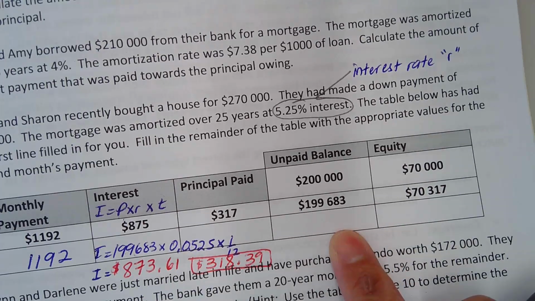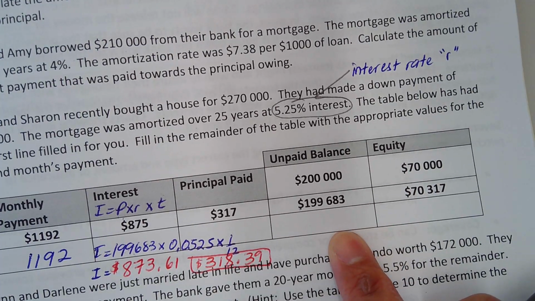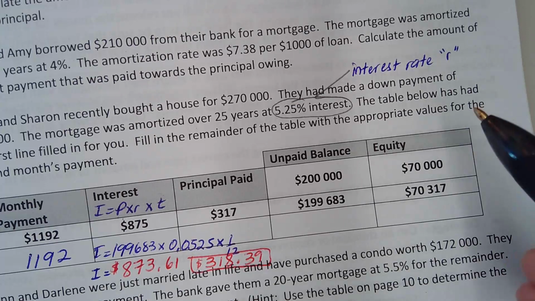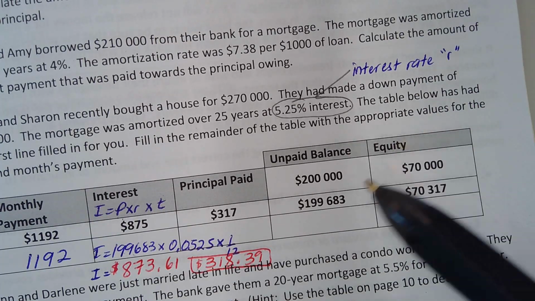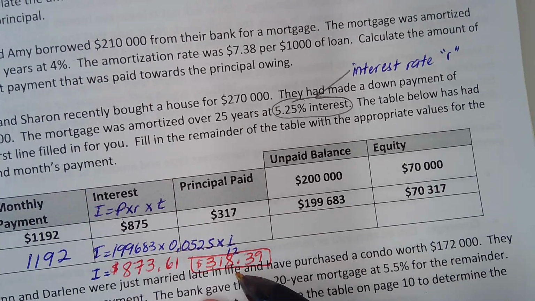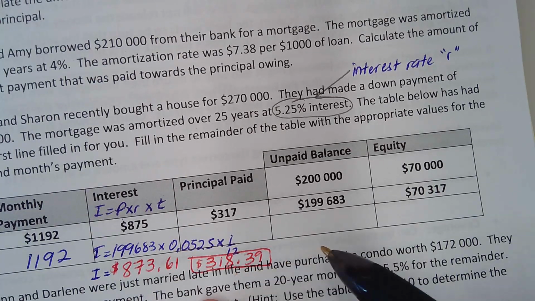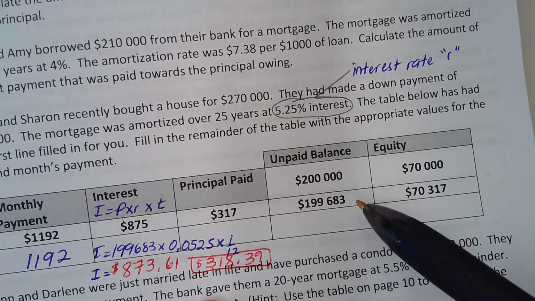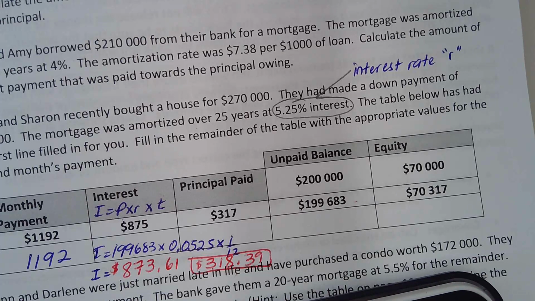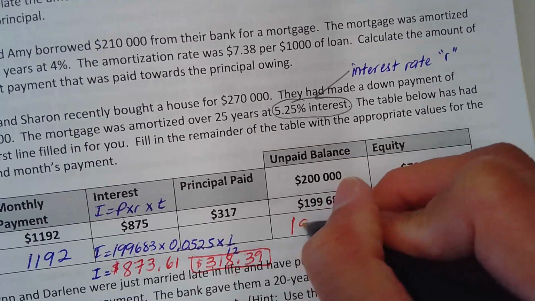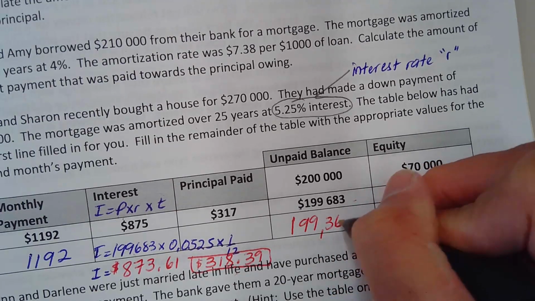What would be the unpaid balance? How can we calculate that piece? You use the 318.39 and you subtract that from the unpaid. The 199, right? Yeah. Okay, correct. So 199,683 minus 318. So the unpaid balance is 199,364.06.